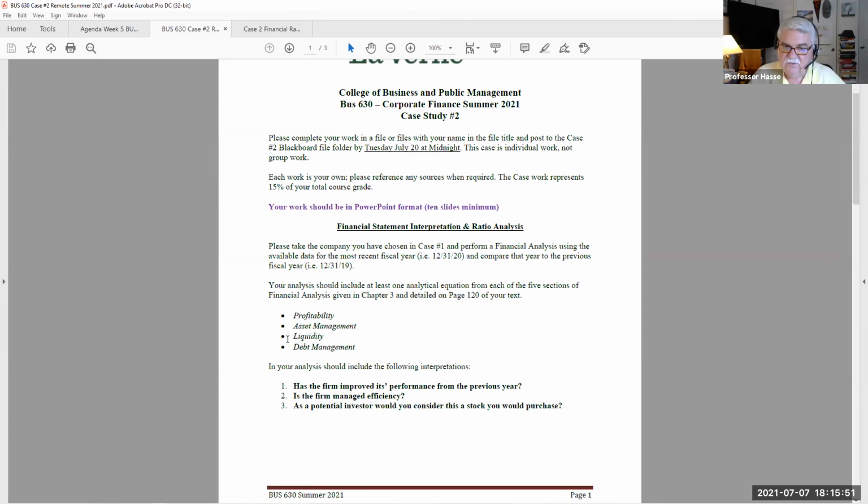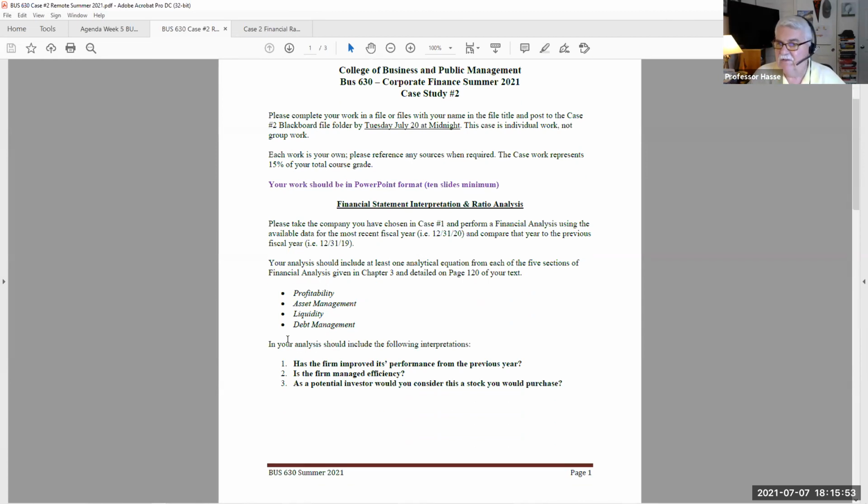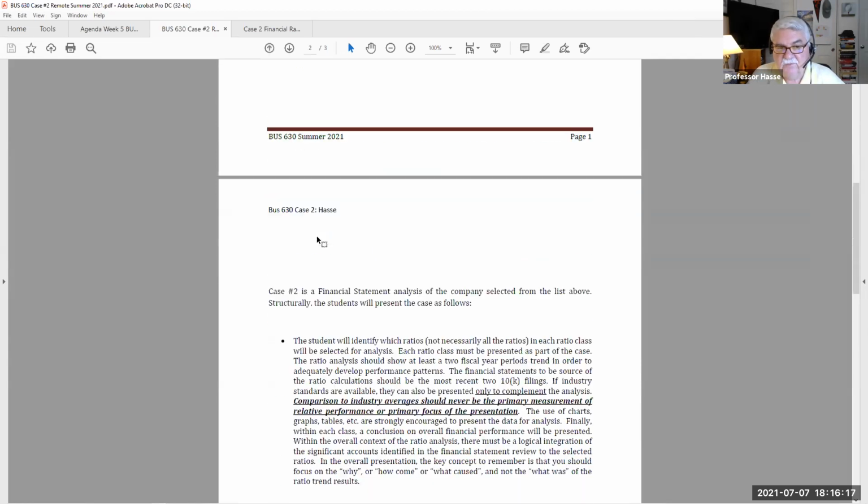Your analysis should be a way of explaining to me your interpretation of how the firm has improved or declined its performance from the previous year based on this information. Is the firm managed efficiently? And as a potential investor, would you consider this a stock you would purchase? Then the analysis continues on the next page.